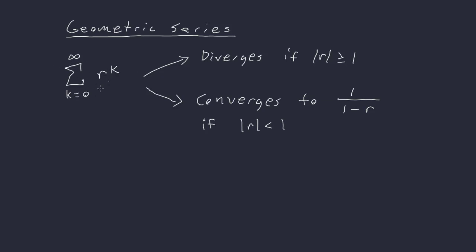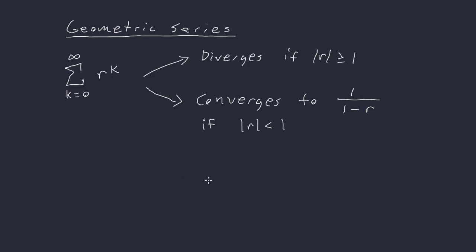The geometric series, r to the k, will diverge if the absolute value of r is greater than or equal to 1. The reason we're using absolute values is because we could deal with negatives, right? These can alternate if we want, and we can still get convergence even if it does. Or it will converge to 1 over 1 minus r if the absolute value of r is strictly less than 1. At r equals 1, we also get divergence because 1 to the k will be 1, and you'll just be summing up 1s over and over again infinitely. So that is definitely divergence.